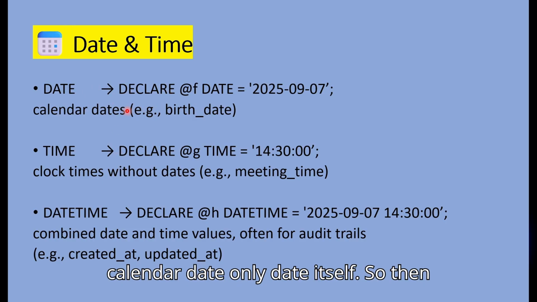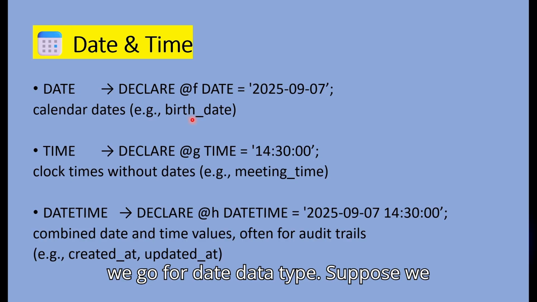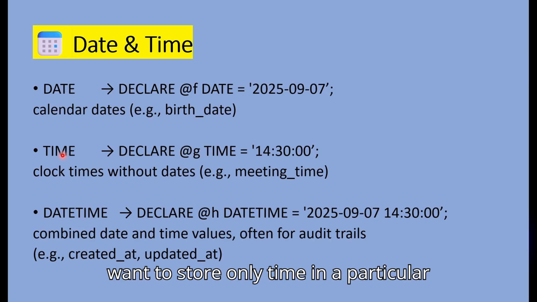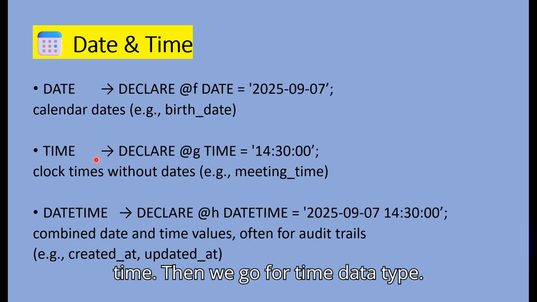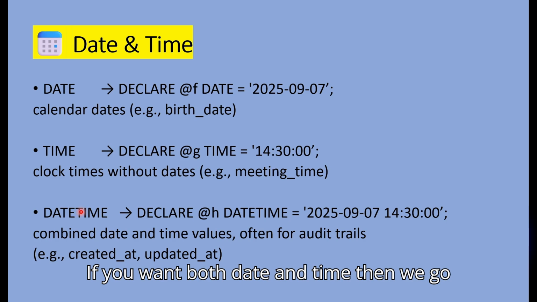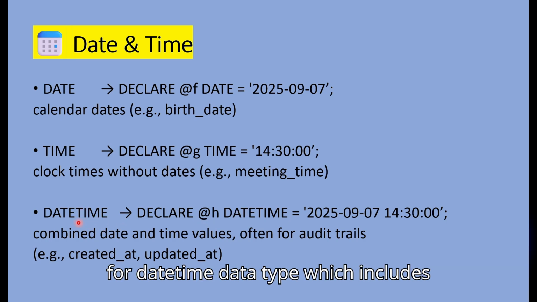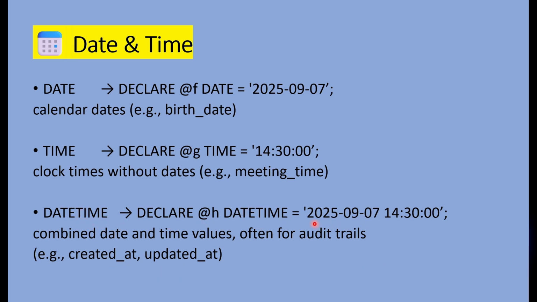So when we want to store the calendar date, only the date itself, then we go for the date data type. Suppose we want to store only time in a particular column, for example meeting time, then we go for the time data type. If you want both date and time, then we go for the datetime data type, which includes date as well as time.